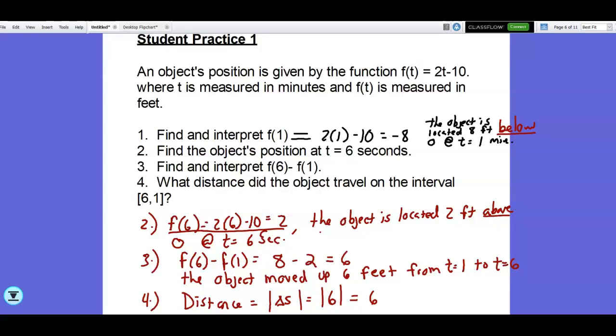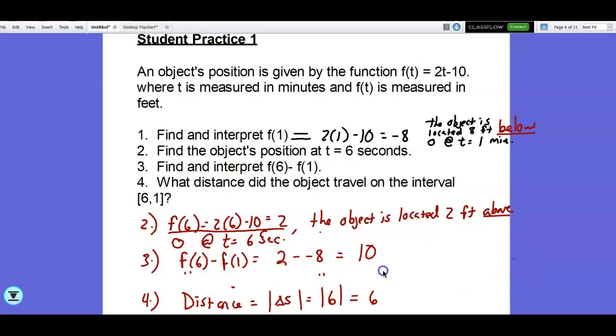Okay. Number 3, f of 6 minus f of 1. That would be negative. This is completely wrong. Let me fix that. F of 6 was 2, and f of 1 was -8. And so that actually comes out to be 10. And so what that means is that the object moved 10 spaces up on the time interval from t equals 1 to t equals 6.